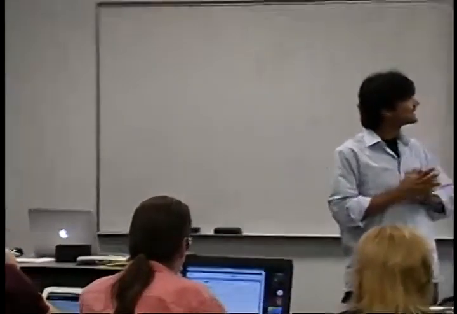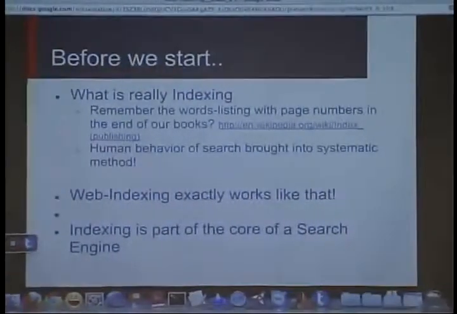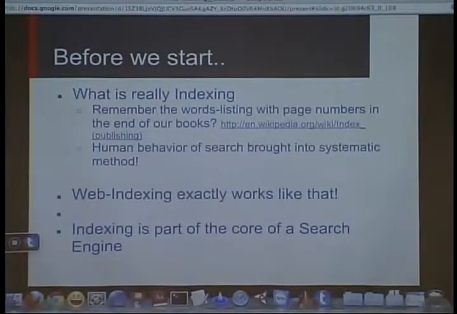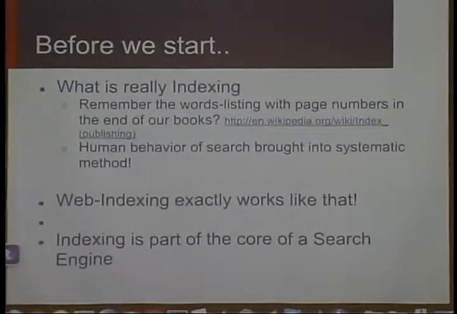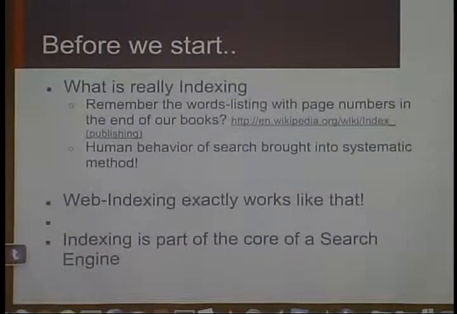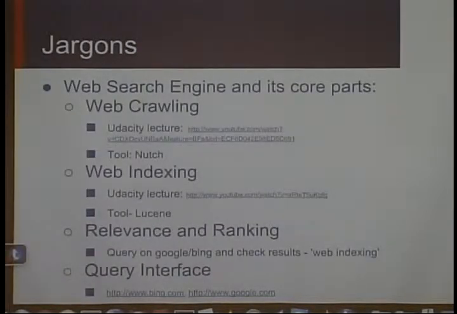So again, before we start, what is really indexing? We remember the word listing from the end of our book, right? It's a systematic behavior like we just talked about. We are making a systematic way, the way human behavior works when searching for something. When it is indexed, it's easier to search. The same way, web indexing works as well. It indexes the things which are needed, and it's an essential part of a core search.